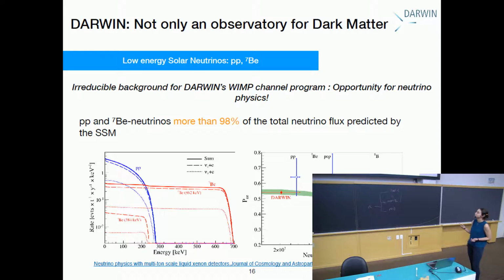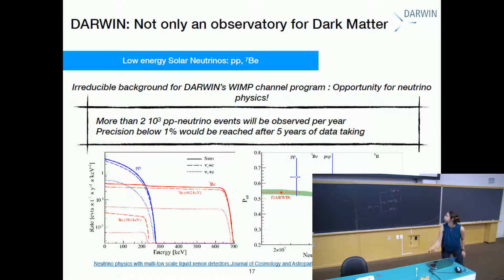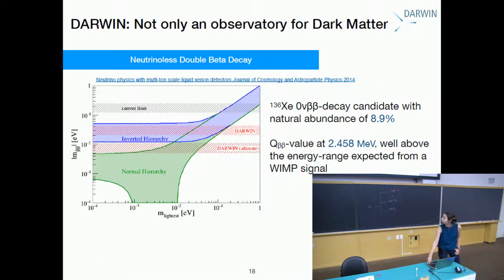And not only will we have the opportunity to describe the properties of neutrinos, we can also infer some properties about the Sun with this, since these are the main mechanism of the Sun. This is a comparison with Baracchini, so we are hoping to access this region here. This is a rough estimation that we will observe 2,000 neutrino events per year. An error precision below 1% can be reached after 5 years of data taking.